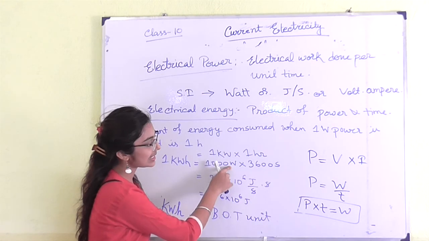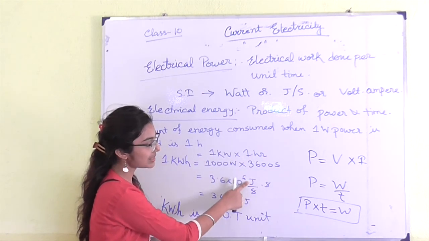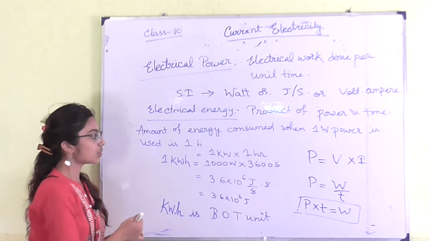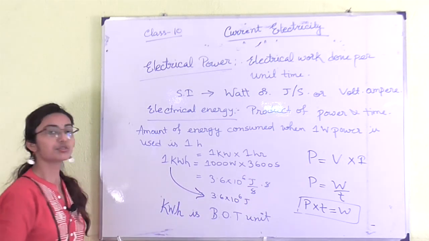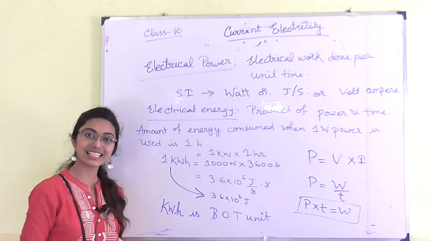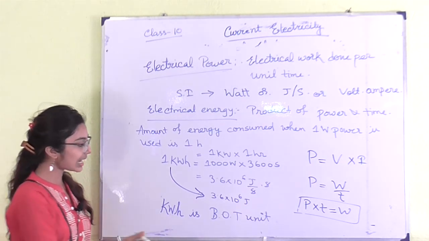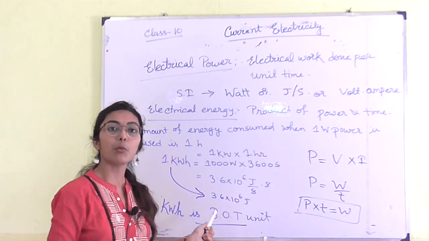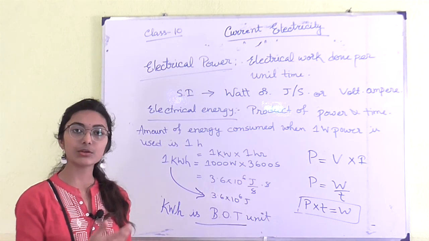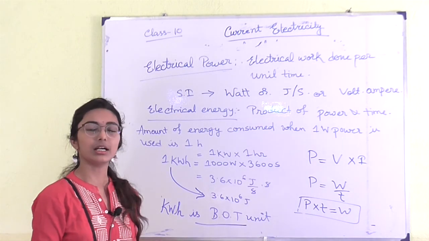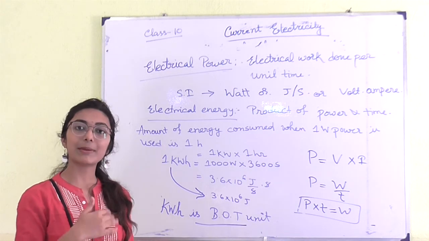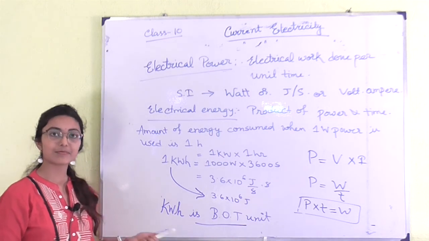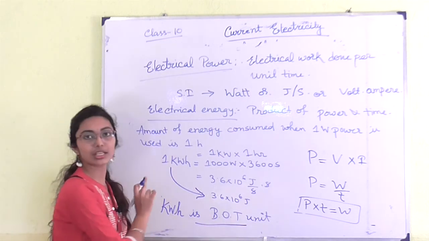Joule per second into second means joule, as the unit of energy is joule. So 1 kilowatt hour is basically 3.6 into 10 to the power 6 joule. And kilowatt hour is known as BOT unit, the full form of BOT unit is Board of Trade Unit, which is used in electricity board. In our home, we pay electric bills in this unit. So we get electric bills in BOT units, and it is paid in BOT units.